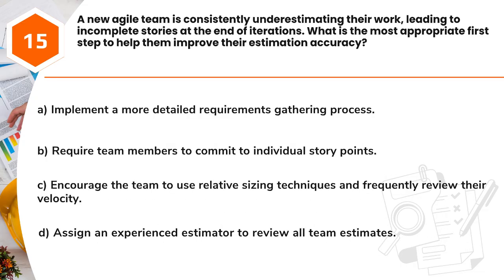Question 15. A new agile team is consistently underestimating their work, leading to incomplete stories at the end of iterations. What is the most appropriate first step to help them improve their estimation accuracy? A. Implement a more detailed requirements gathering process. B. Require team members to commit to individual story points. C. Encourage the team to use relative sizing techniques and frequently review their velocity. D. Assign an experienced estimator to review all team estimates.